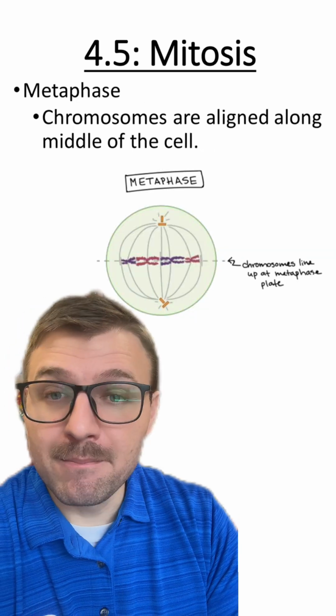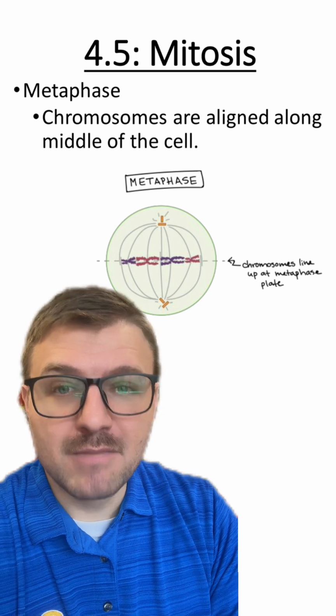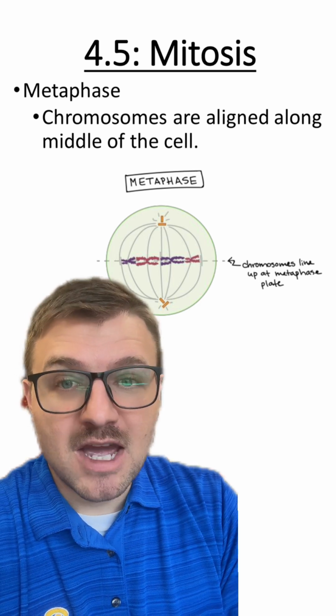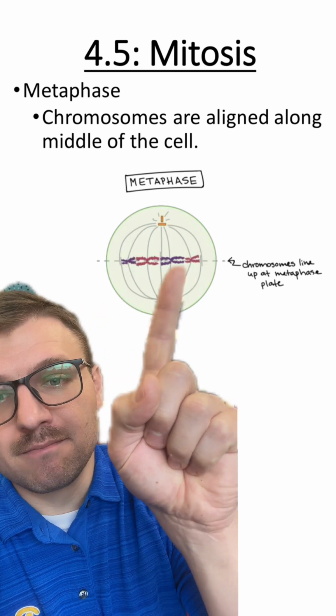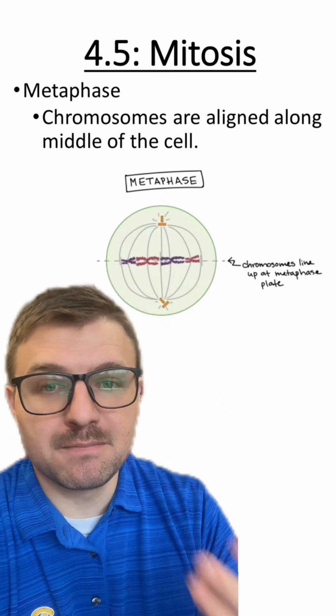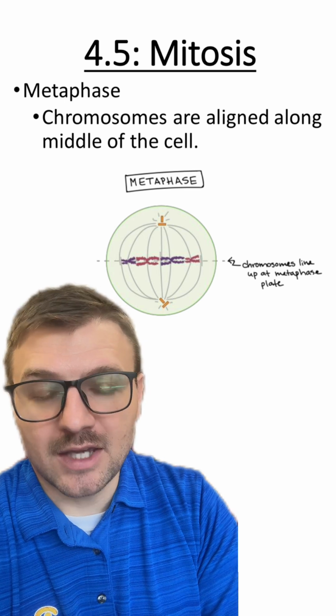During the next step, metaphase, the chromosomes are going to align in the middle of the cell. When I think metaphase, I think middle. You can see here the chromosomes aligning in the middle, and they have that orientation because the spindle fibers have moved them to that location.